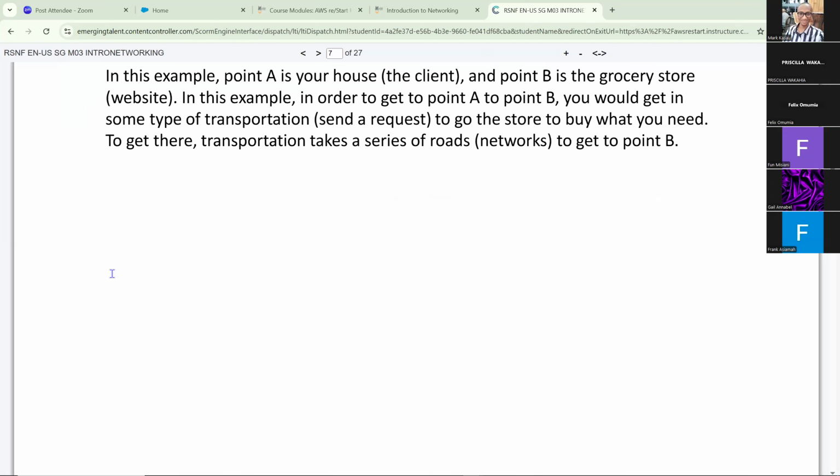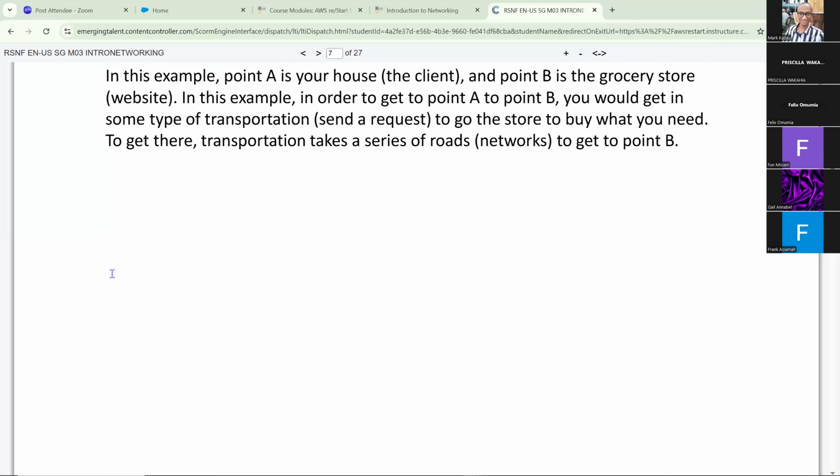And then in this example, in order to get from point A to point B, you will get in some type of transportation. So it can be a motorbike, it can be a car, it can be a train, it can be a plane, depending on how far you are traveling. Then by getting into that mode of transportation, you're sending a request to go to the store to buy what you need.